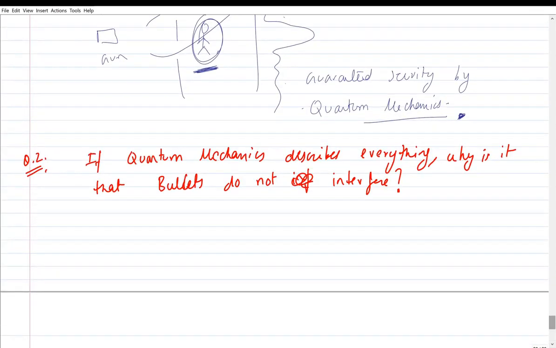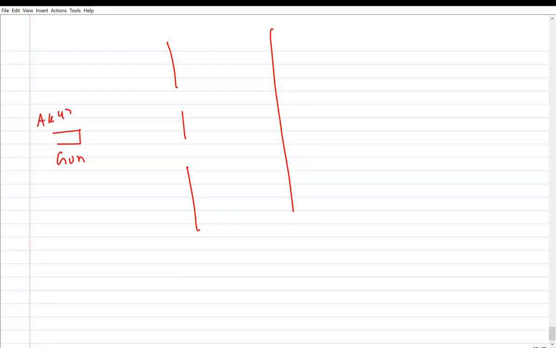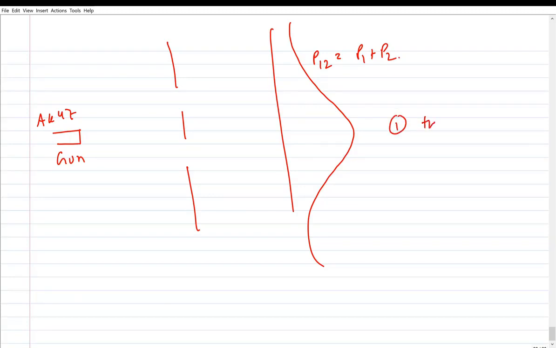So that's an interesting question you can pose to yourself, that I had a double slit experiment and I had a regular gun, not an electron gun, let's say AK-47. It was pumping down bullets, and when both slits were open, I got a P12, which equals P1 plus P2. Why did these bullets not interfere? So one possible explanation to this question is, of course, that there is information in the universe.